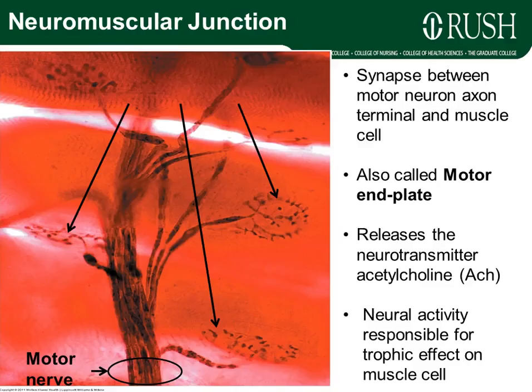Now let's look at the neuromuscular junction. Another name for the neuromuscular junction is the motor end plate. Those terms are used pretty much interchangeably. What is it? It's a synapse between a motor neuron axon terminal and a muscle cell. It utilizes the neurotransmitter acetylcholine, and that neural activity is responsible for a trophic effect on the muscle cell, without which the muscle will in fact atrophy.